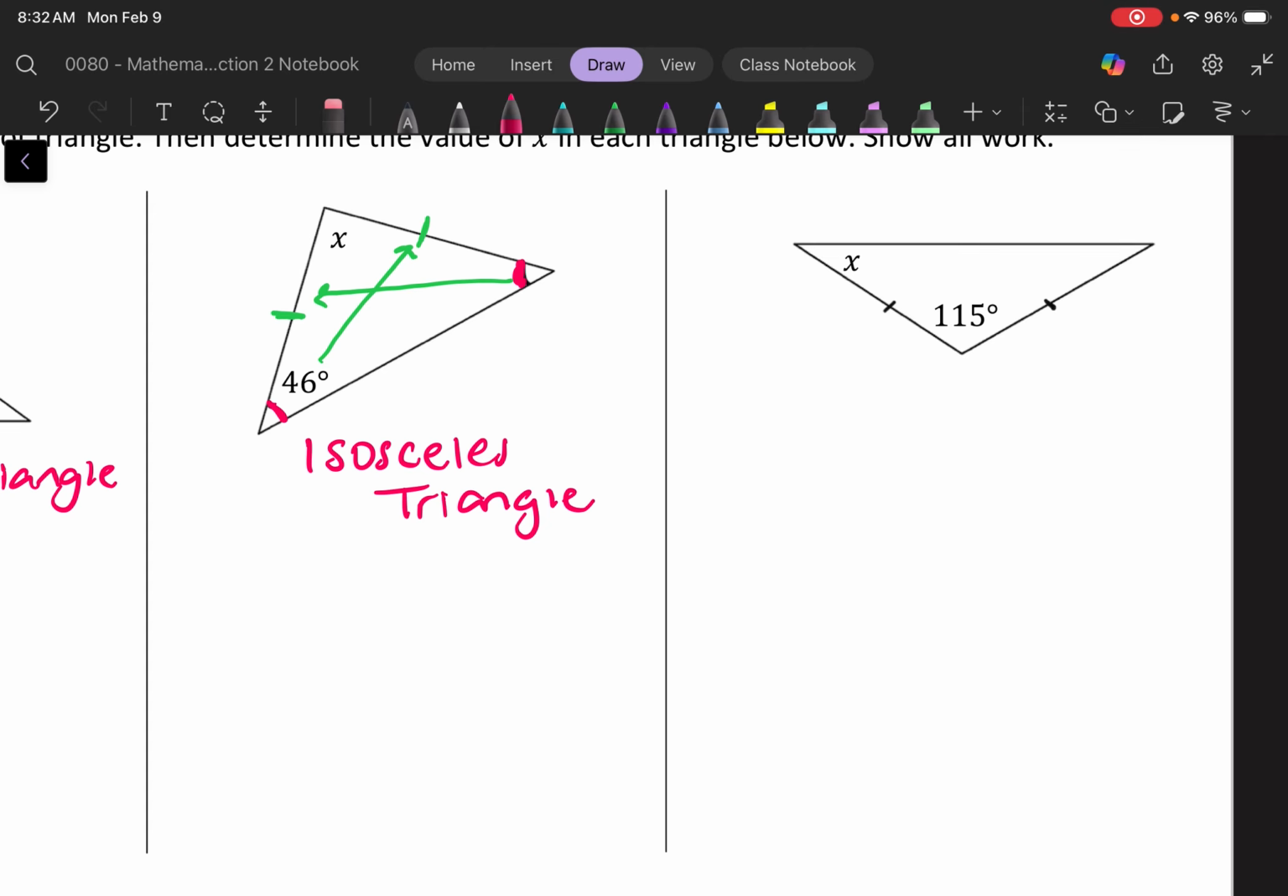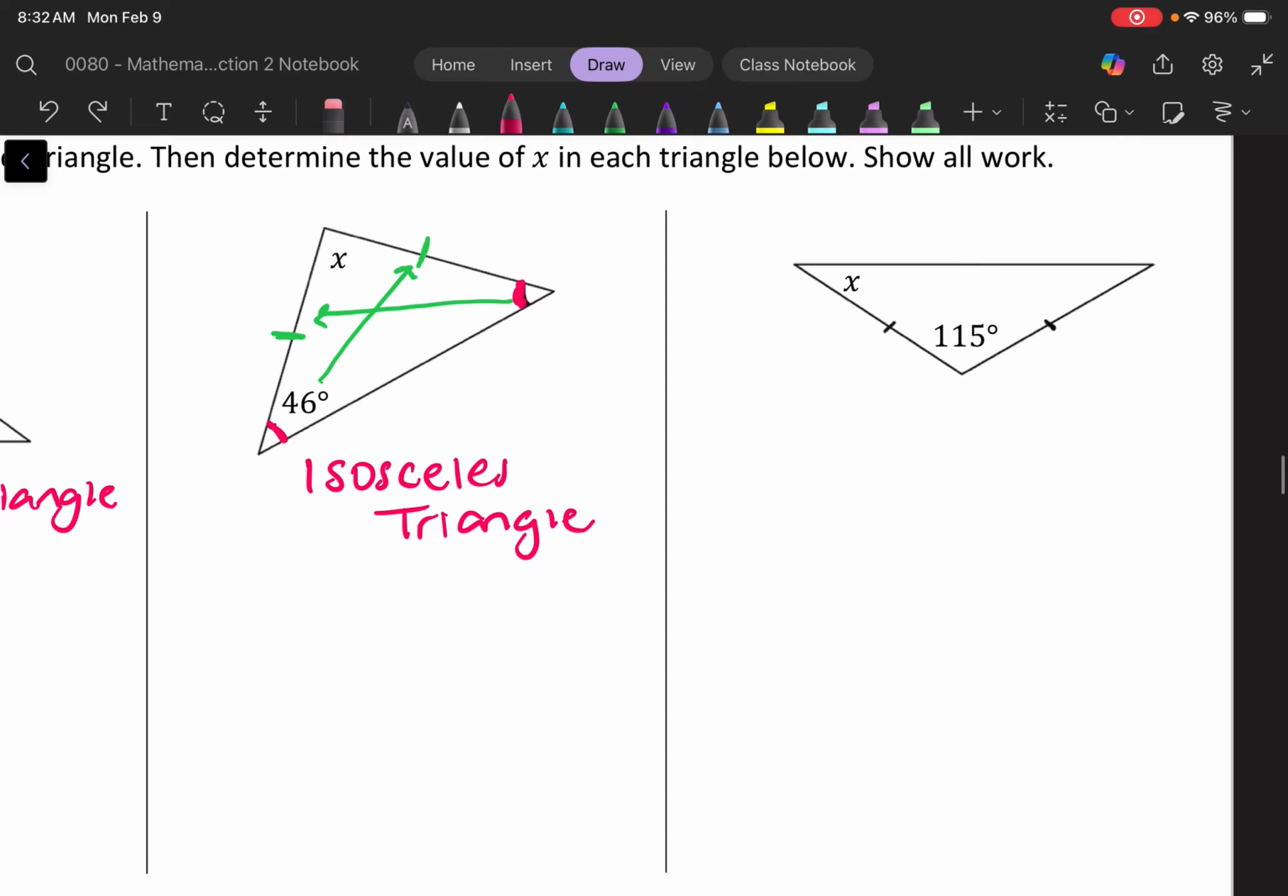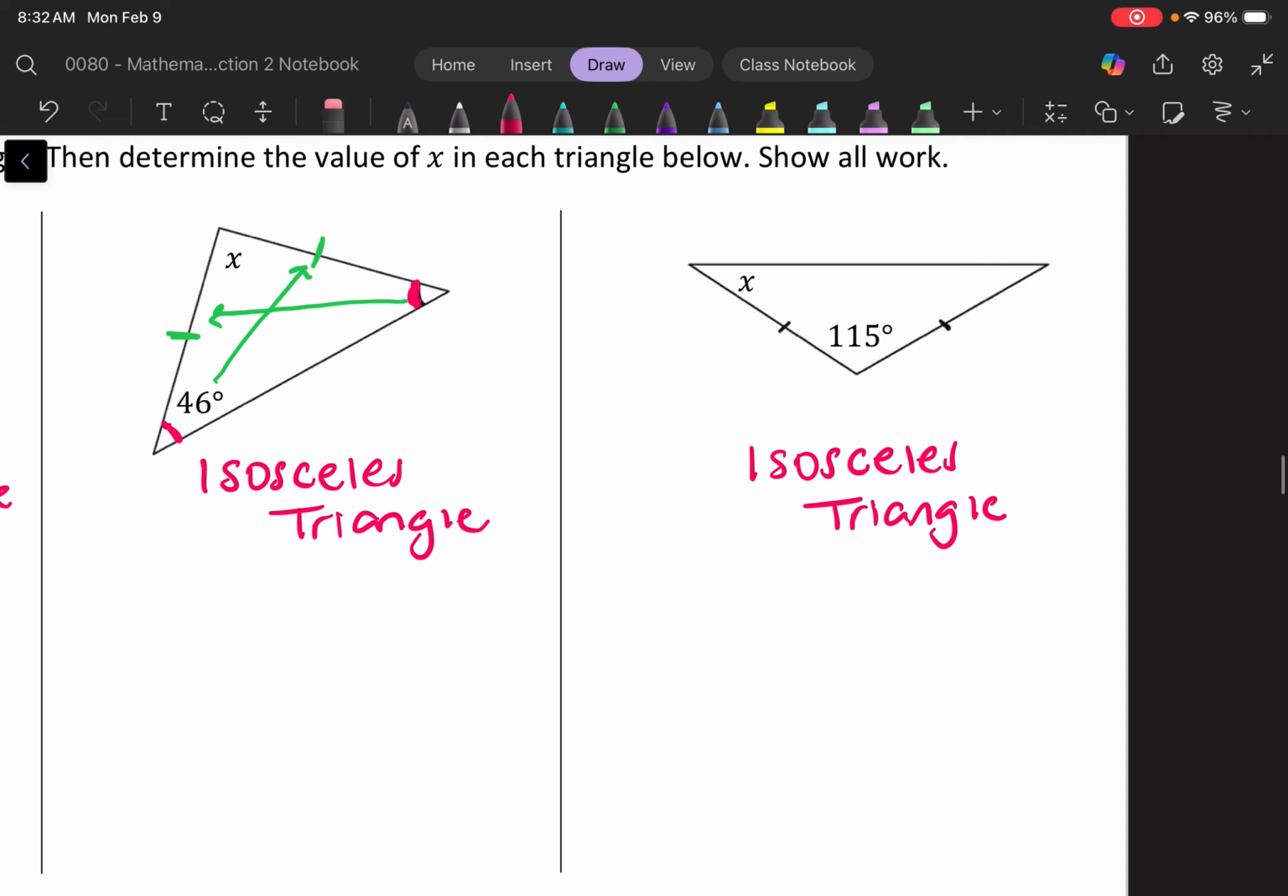And then this last one here, again, I'm noticing little congruent markings on my triangle, which is awesome. There's two of them, which tells me that this one is also an isosceles triangle. It doesn't tell me about congruent angle markings, but that's okay. We can add those in because the congruent angles will be the ones that are opposite those congruent side lengths.